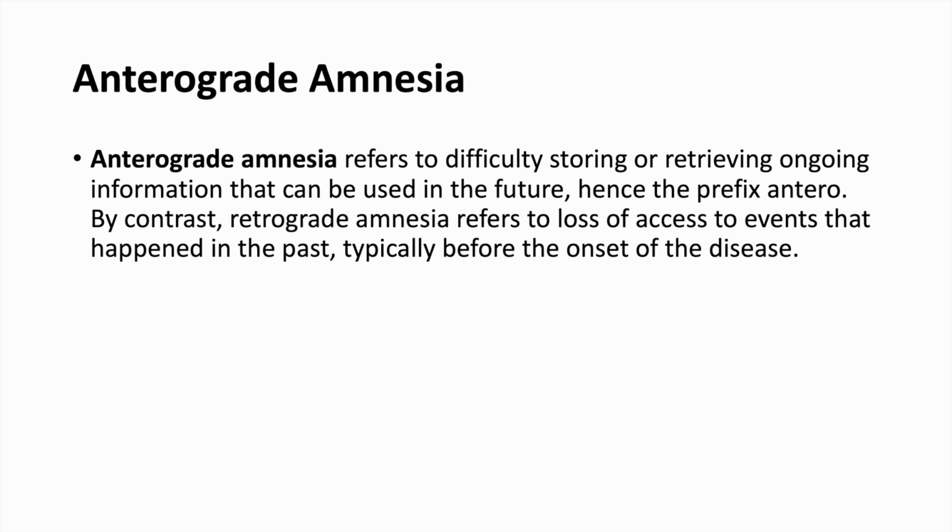So anterograde amnesia refers to the difficulty storing or retrieving ongoing information that can be used in the future. And that's what the prefix antero means. Retrograde amnesia refers to the loss of access to events that happened in the past, typically before the onset of the disease. So one's about not being able to store things that you can use in the future, and the second thing is not being able to remember things that happened in the past, probably earlier than the accident or whatever happened to result in your amnesia.